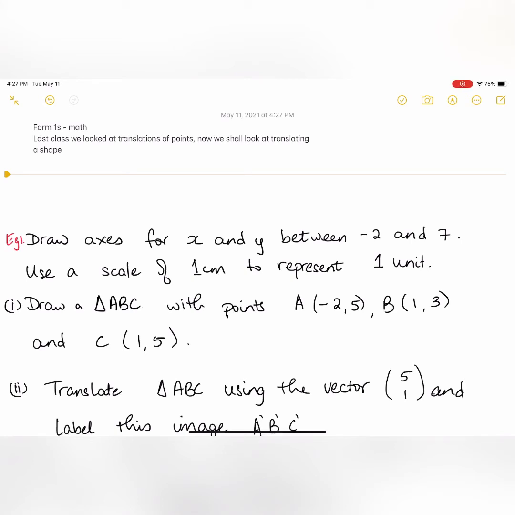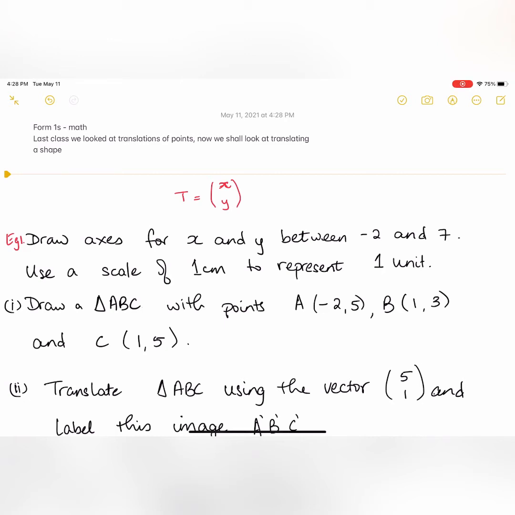So last class we looked at translating of points. So what we are going to do now is extend it into looking at translation of an entire shape. So we always use the translation vector t is equal to (x, y).